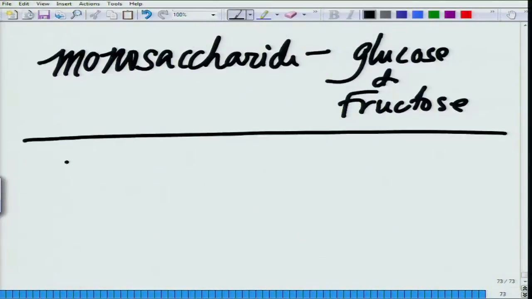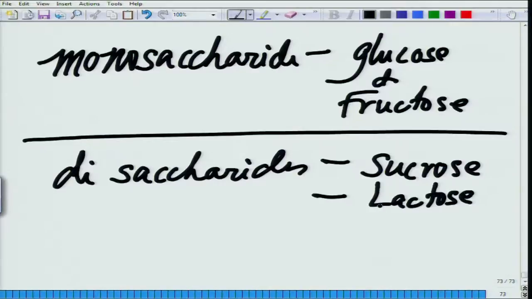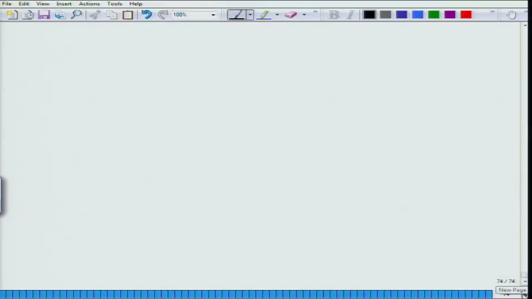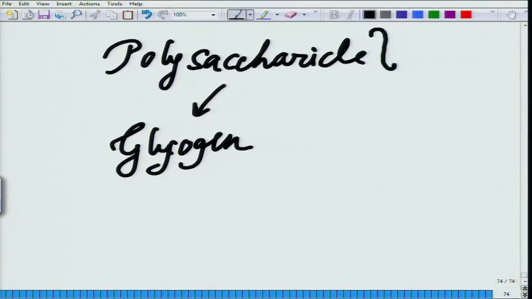Okay. Then you have disaccharide. Di means two, where two monosaccharides join and form a molecule that is called disaccharide. The simple examples are sucrose, which is table sugar, lactose, which is the sugar present in milk, and maltose. Okay. These are disaccharides. And yet there are polysaccharides, where many, many such units are formed. Polysaccharides are energy molecules like glycogen. So, these molecules are the major source of energy for the body to survive.